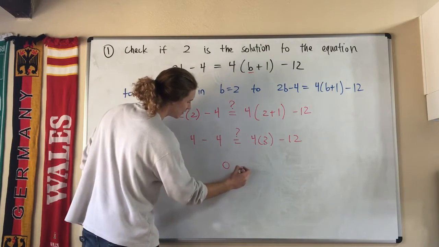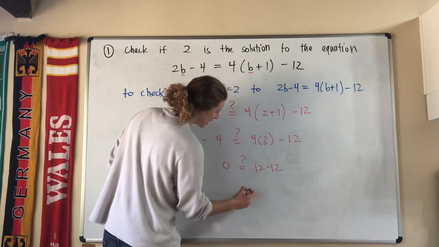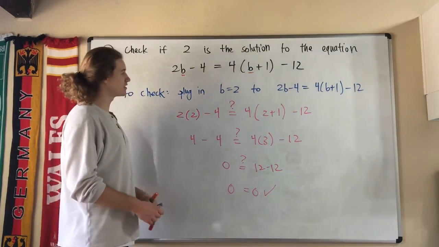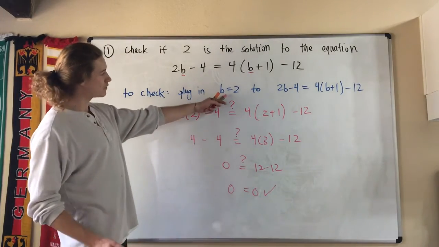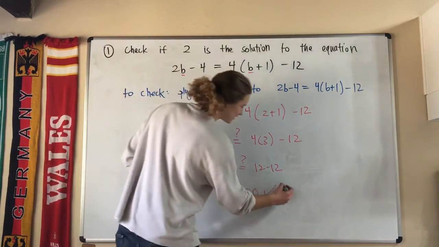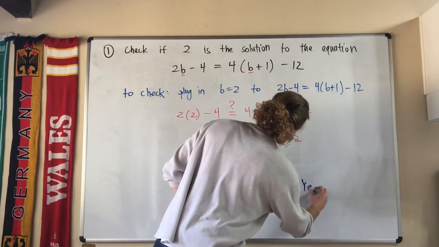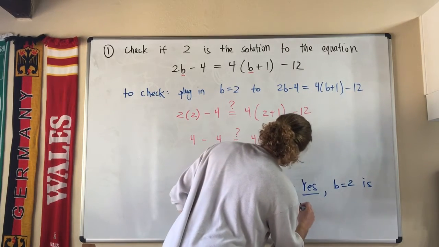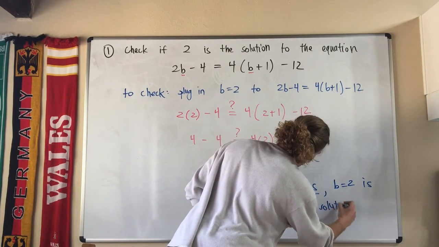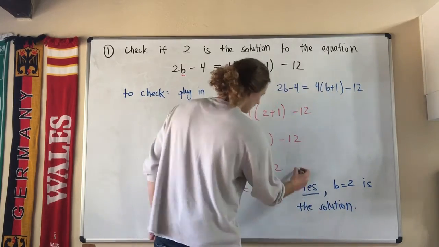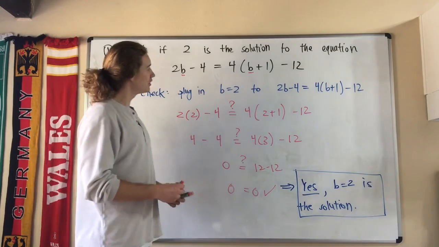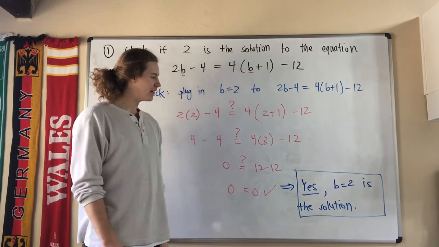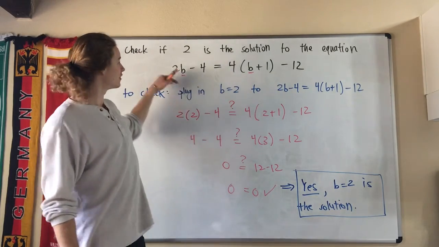On the left hand side we have 0. Does 0 equal 12 minus 12? And it does turn out that 0 equals 0. So what is this statement telling us? The statement is telling us that, yes, b equals 2 is a solution to the equation. So this tells us that, yes, b equals 2 is the solution. Now, in the case that this is a linear equation in one variable, which it is, this is actually the only solution. Just another note there. So b equals 2 is the only solution to this equation.